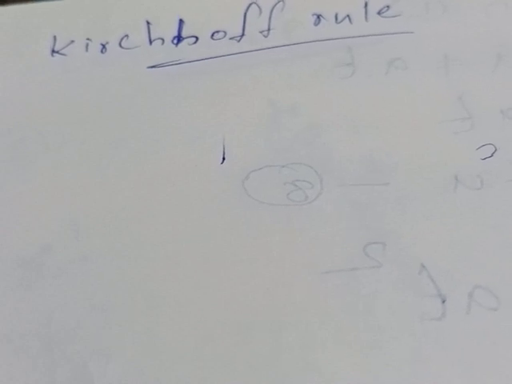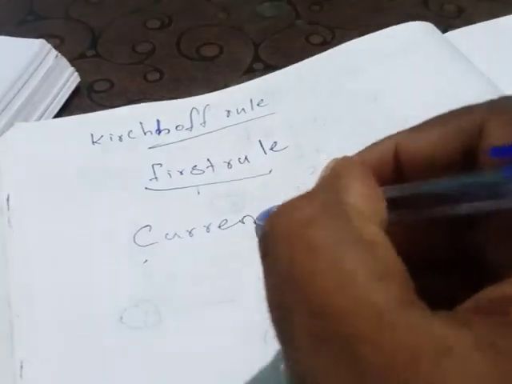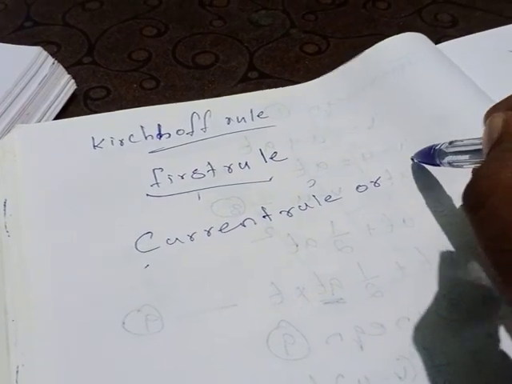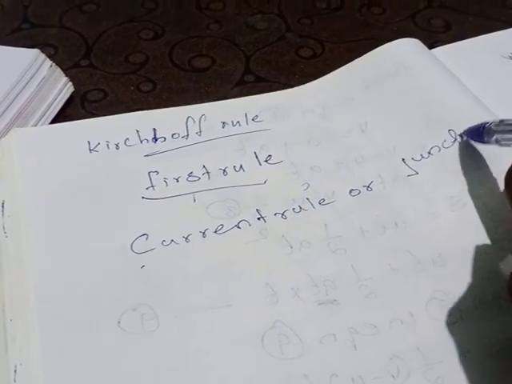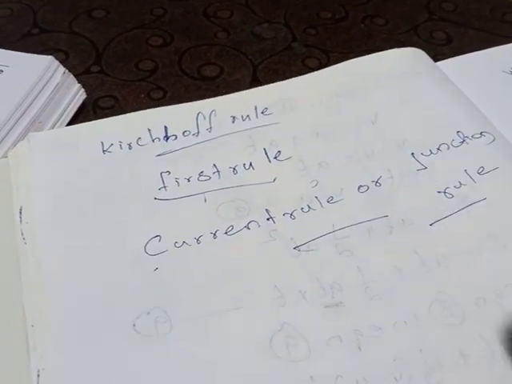So the first rule is the current rule. Let us see about Kirchhoff's first rule. We can call Kirchhoff's first rule the current rule, or you can call it the junction rule. You can use either current rule or junction rule.